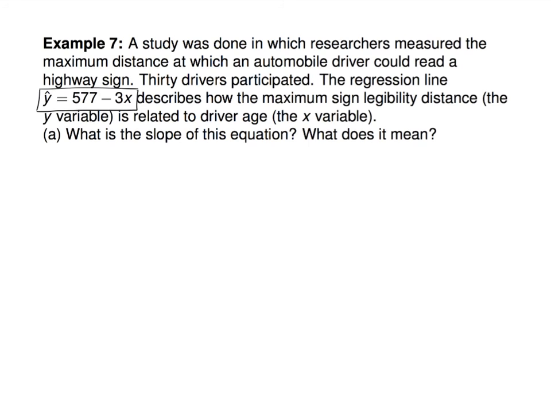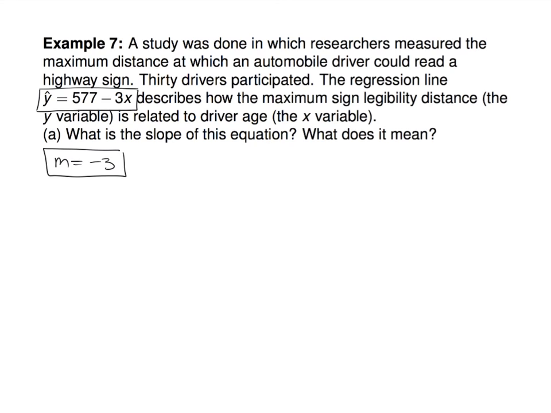So first of all, what is the slope of the equation? And what does it mean? Remember, slope is with the x. So this one I switched up on you to just see if I can trip you up. The slope here is -3. The negative does matter. That means we have a negative association.